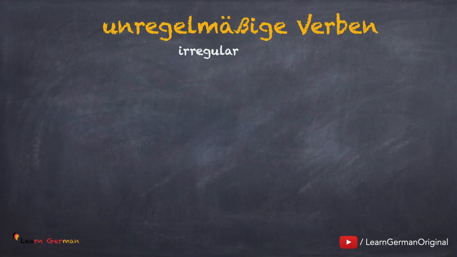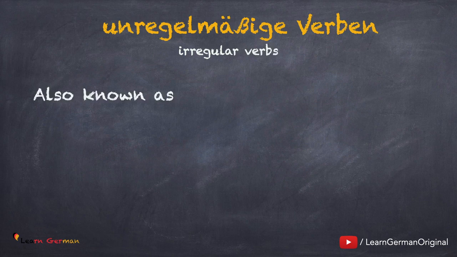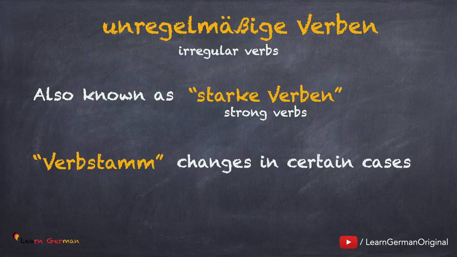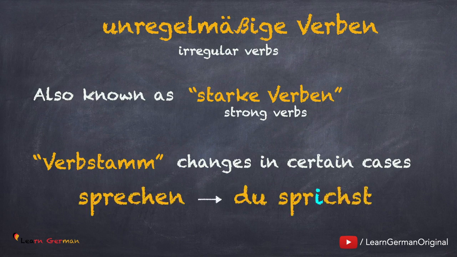However, in the case of unregelmäßige Verben, also known as starke Verben, the conjugated verb takes the verb stem, or the Verbstamm, which changes in certain cases. Let's take the verb sprechen. The Verbstamm is sprech and the ending of the infinitive verb is en. When we conjugate this verb, the Verbstamm changes and the ending is added according to the subject.